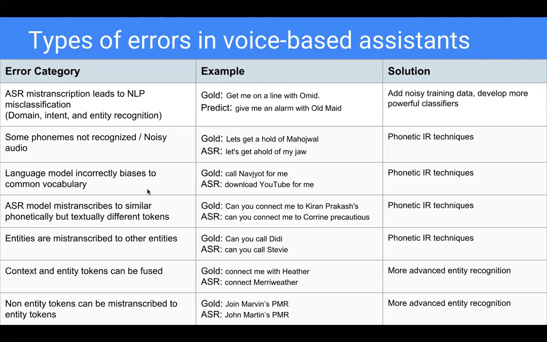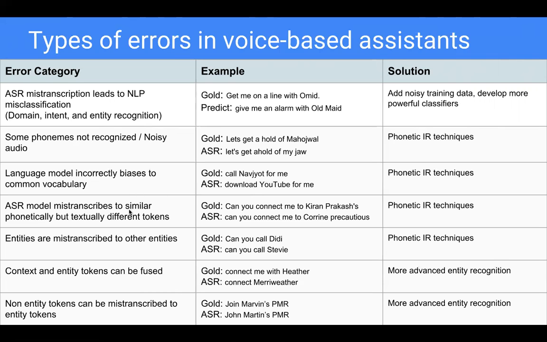The language model also incorrectly biases to common vocabulary words. So call Navjot for me gets mistranscribed as download YouTube for me. And the reason why this happens is because download YouTube is just a much stronger sequence of words compared to call Navjot, just because Navjot is a very rare term within the ASR vendor's language model. And this can also be corrected using information retrieval techniques.